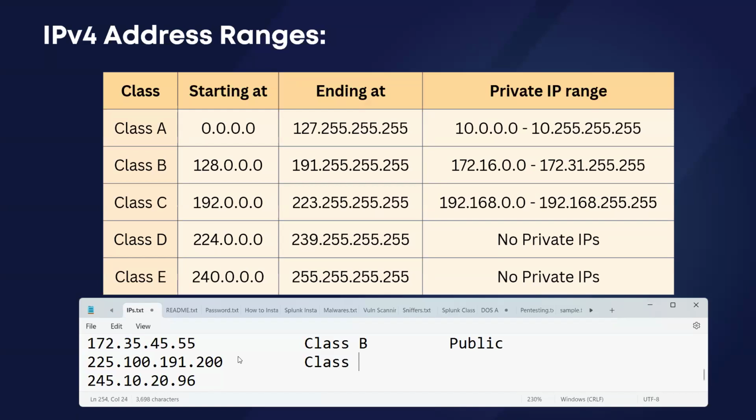Class D. In a class E, sorry. Class E. Okay, I've got one answer as D and one answer as E. Which one would be correct? 225.100.191.200. Class E. D for Delhi. E for elephant. E for elephant, are you sure? 225. Okay. Sorry, it is D. Right, so therefore this is class D. And in class D, there are no private IPs. So therefore this is a public IP itself. Next one.